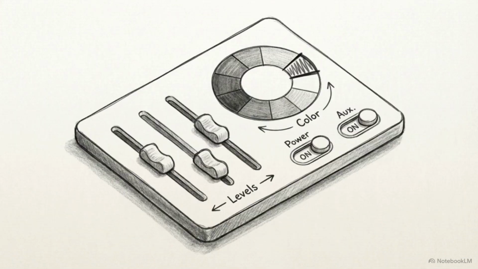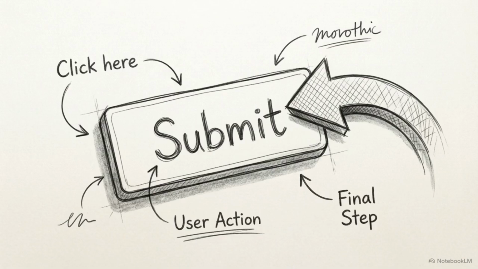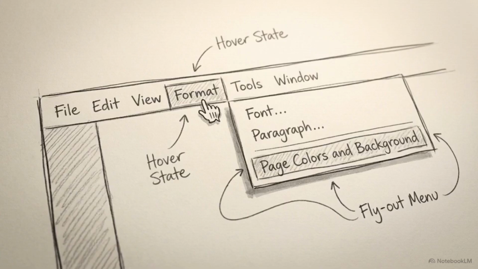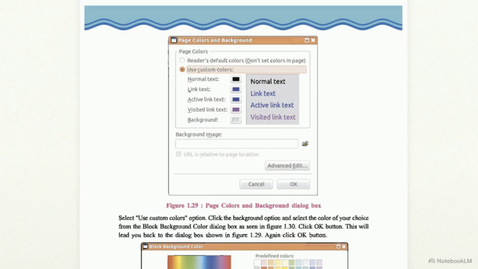Learning to manage these aesthetic controls is a necessary step in user interface design. By adjusting the visual environment, you can more effectively direct a user's focus. With your form open in KompoZer, go to the top menu and select the Page Colors and Background dialog box. This chart shows the default configuration. The software uses the reader's local settings, preventing custom design choices. To override this, select the Use Custom Colors radio button. This enables the specific color options below.